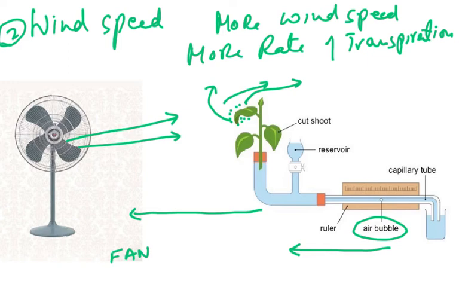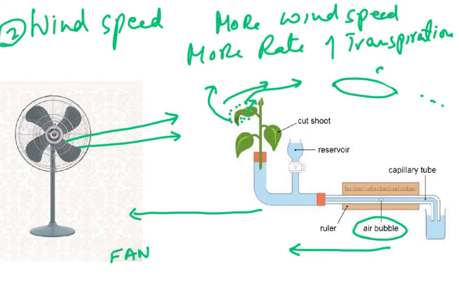So this will create a zero gradient outside the leaf, so more water vapors will diffuse out of the leaf. This is a leaf and the water vapors are on the outside. But when there's a fan blowing, it's going to carry away the water vapors. This is the leaf, and this is the water vapors. So when there is air movement, the water vapors are going to be carried away and moved away from the leaf.